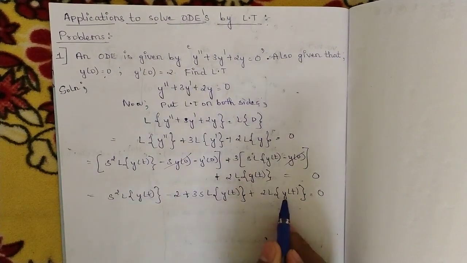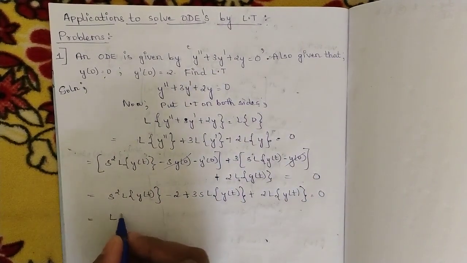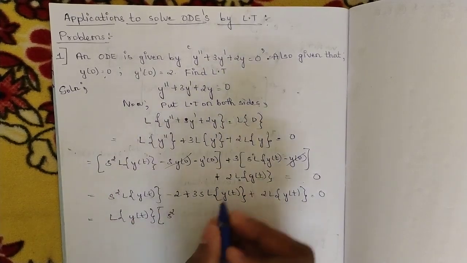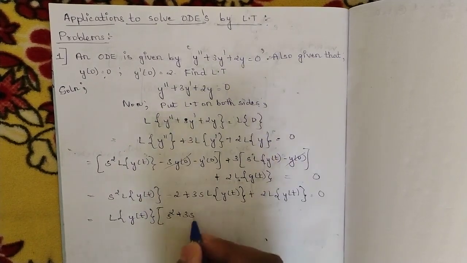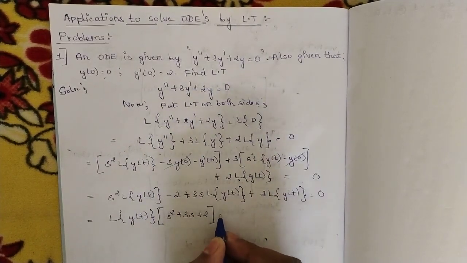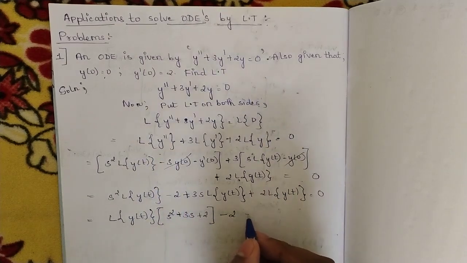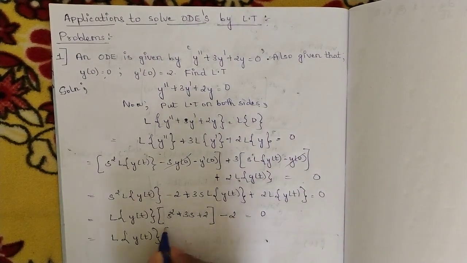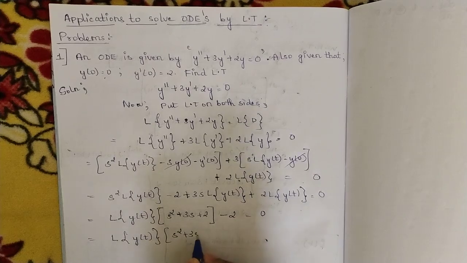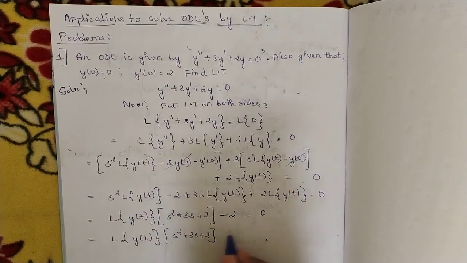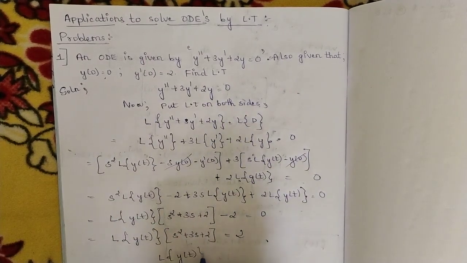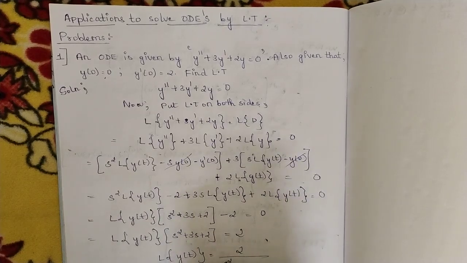Wherever L of y of t is there, take those terms common, that is L of y of t into s square plus 3s plus 2, minus 2 equal to 0. Bring the 2 to that side, then it would be equal to 2. Therefore our L of y of t is equal to 2 divided by s square plus 3s plus 2.